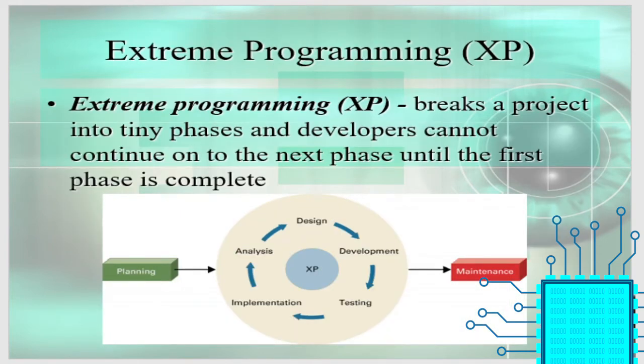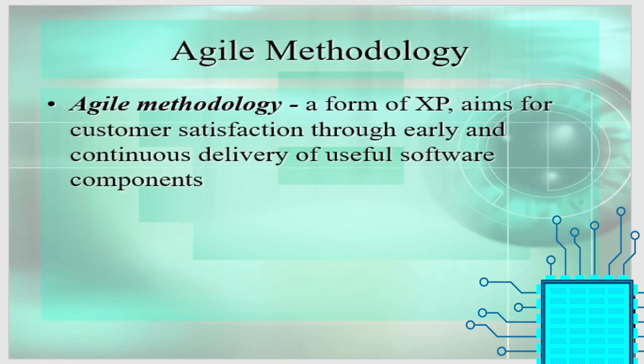The next model of software development life cycle is extreme programming. In extreme programming, a project is broken into tiny phases and developers cannot continue on to the next phase until the first phase is complete. The next methodology is the Agile methodology. In this methodology, a form of extreme programming, it aims for customer satisfaction through early and continuous delivery of useful software components.